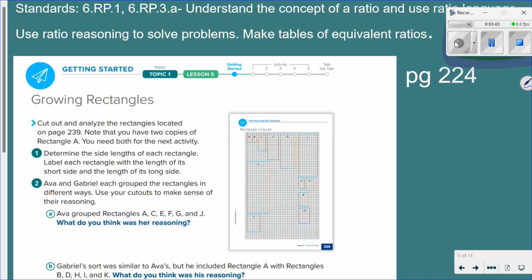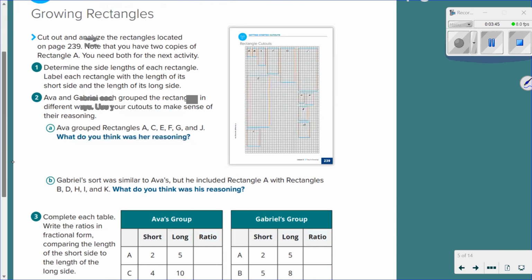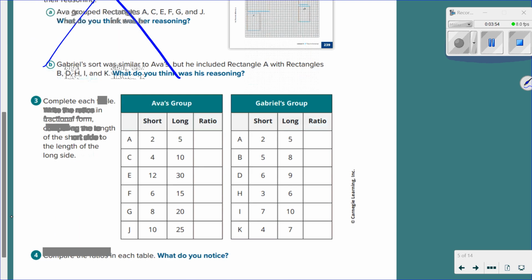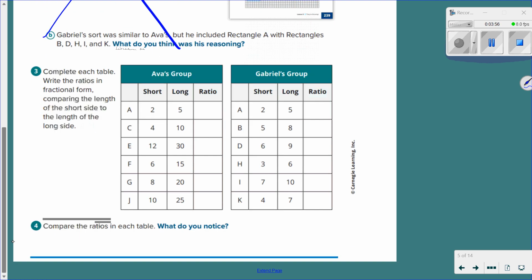Okay, we're on page 224, but we got some good news for you. You guys get to cross out all this. We're not actually going to cut all these rectangles. On number 3, we are going to do this. So you're going to complete each table. Write the ratios in fractional form, comparing the length of the short side to the length of the long side. So we got 2 parts. We're going to complete the table and write it in fractional form.